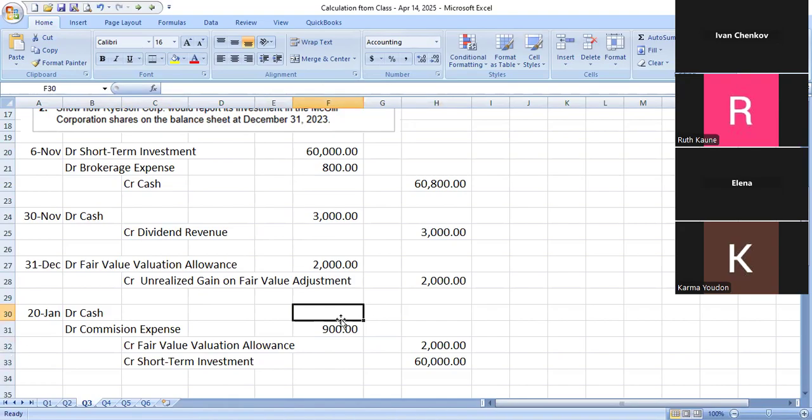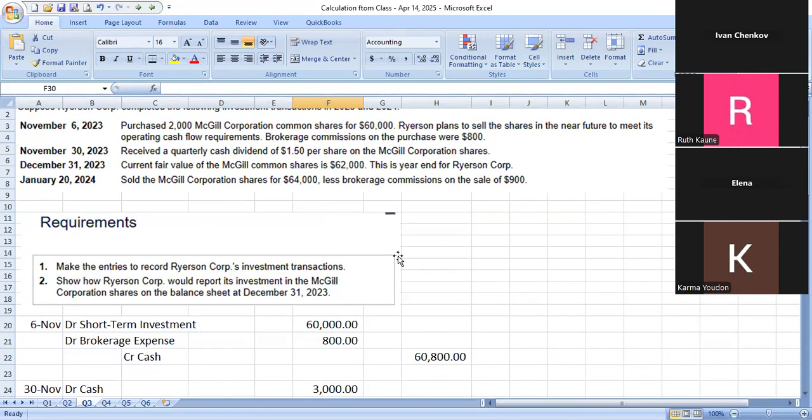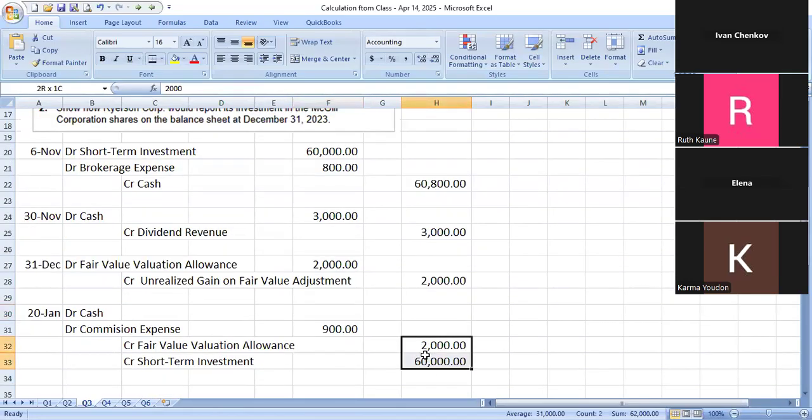But the question is, how much cash did we get? Did we get more or less? Less, because we paid commission. We paid commission, but did we get more than our carrying value of the investment? Our carrying value of the investment is 62. Did we get more than 62 or less than 62? More. So if we get more, we're going to need more. So our cash will be 63. No, those two should be 64, correct? 64. 900 we pay here, so we end up with 63,100, correct?